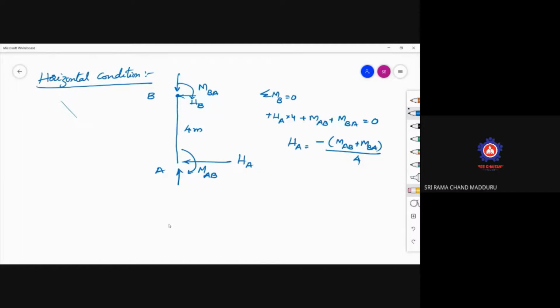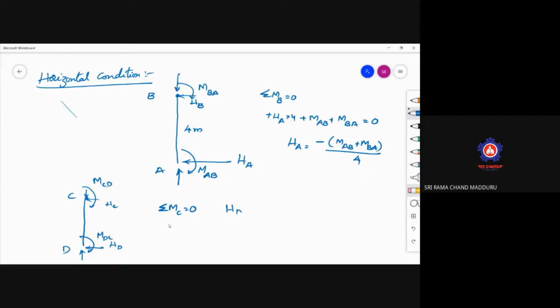So this is one horizontal reaction for column AB. Similarly, consider column CD. This is horizontal force HD. This is horizontal force HC. Moment is MCD. This moment is MDC. So sigma M about C is equal to 0. We have done this type of problems in the slope deflection method. Horizontal shear conditions we have considered.